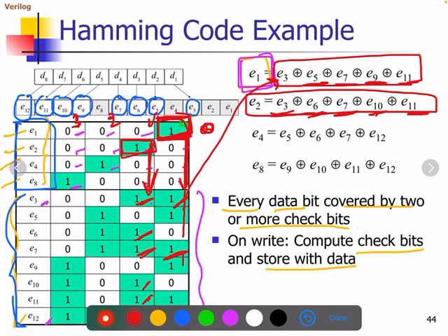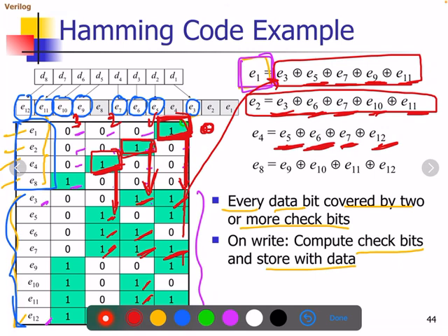Similarly, the next check bit E4. E4 contains 1 in the index position 2. Look down the table at which other bits contain it. There is E5, E6 is there in the formula, E7 is there in the formula, and E12 is also there in the formula.